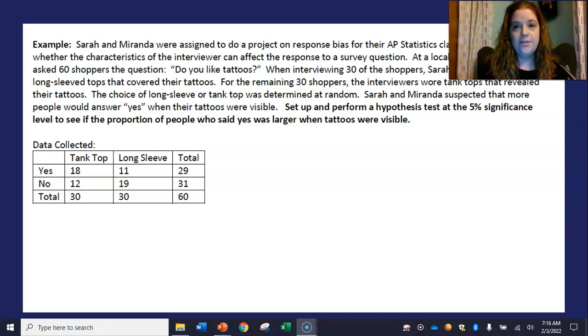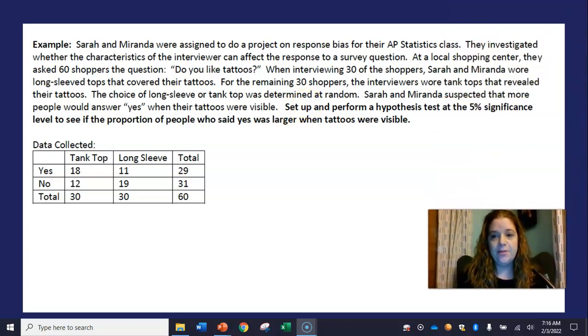All right, so let's go through some full-on examples here of solving a hypothesis test question for two proportions. So Sarah and Miranda were assigned to do a project on response bias for their AP Statistics class. They investigated whether the characteristics of the interviewer can affect the response to a survey question.